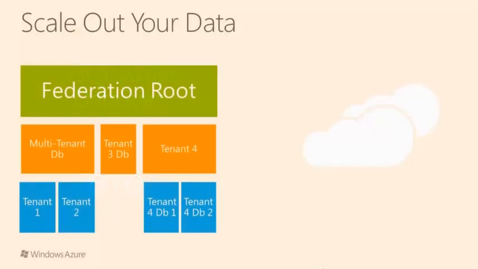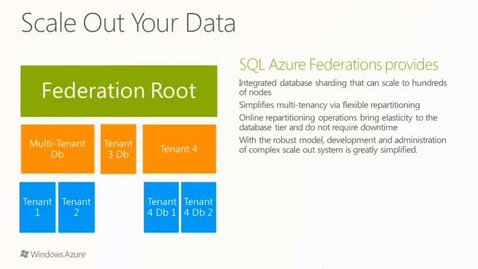All right. So let's move on and talk about scaling out our data. One of the great features that we just came out with is what's called SQL Azure Federation Services, and this provides the ability to truly scale out at the database level. Integrated database sharding that can be scaled to hundreds of nodes. So if we've got one database and we're really trying to scale that, we can take that and scale that out to really hundreds of nodes to get true scale out. And the whole purpose of this was to simplify multi-tenancy via flexible repartitioning. How can we take a database and repartition that to get true multi-tenancy?